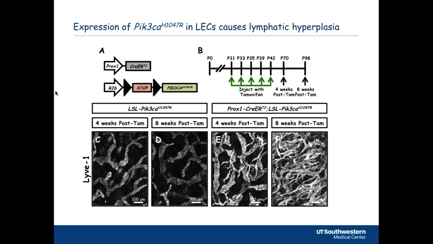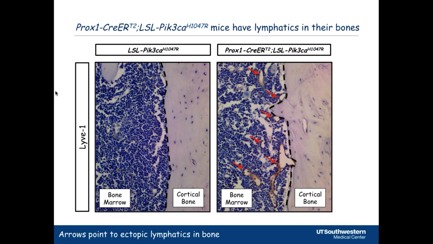To induce the expression of PIK3CA in lymphatic endothelium, we injected mice with tamoxifen. We then collected tissues from mice either 4 or 8 weeks after they received their last tamoxifen injection. What we're looking at here are ear skin whole mounts, which have been stained with an anti-LYVE-1 antibody. We found that the lymphatic network in our control animals appeared normal, whereas the lymphatic network in our mutant animals appeared hyperplastic. So these results show that excessive PI3 kinase signaling in lymphatic endothelial cells can promote or cause lymphatic hyperplasia.